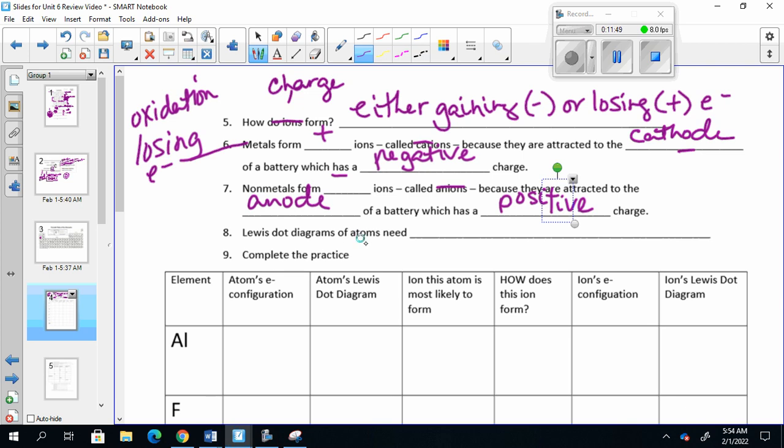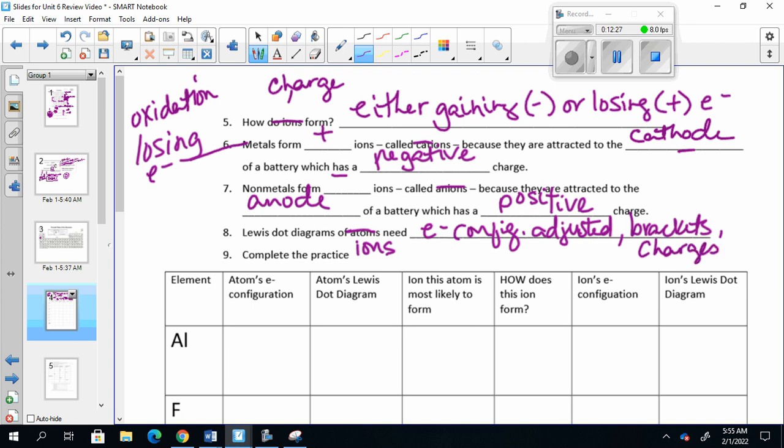Okay, Lewis dot diagrams of atoms. Oh, this should say ions. Ions, because now we've moved on to ions. So we just did some Lewis dot diagrams of atoms. Now we're going to do ions. They need the electron configuration adjusted. So you're either going to gain or lose. And then they're going to need the brackets, and they're going to need the charges.